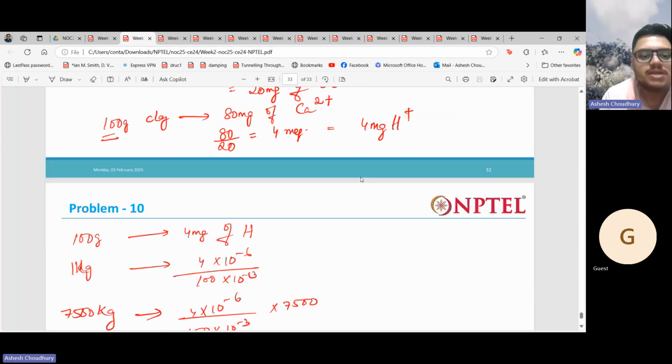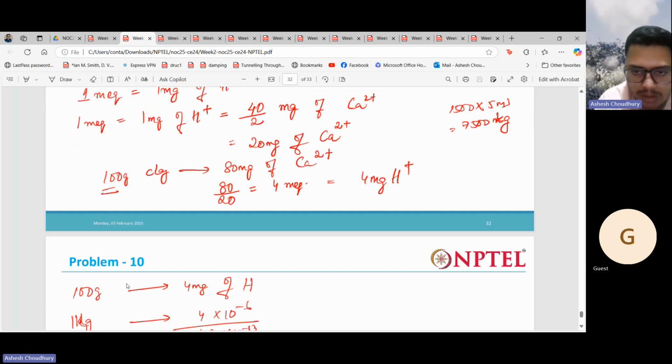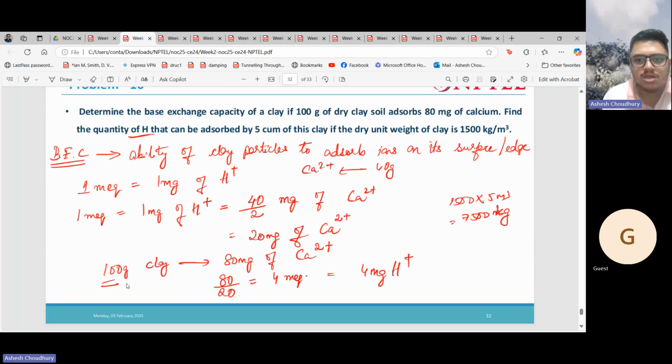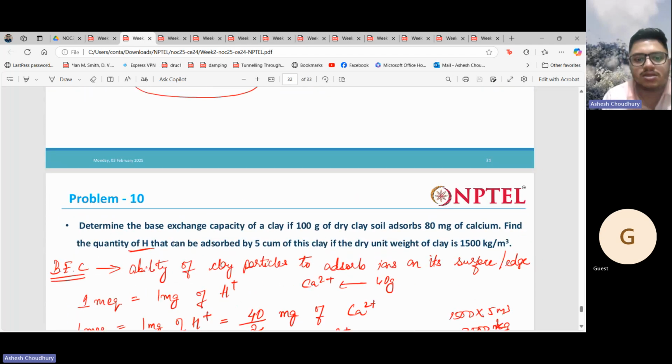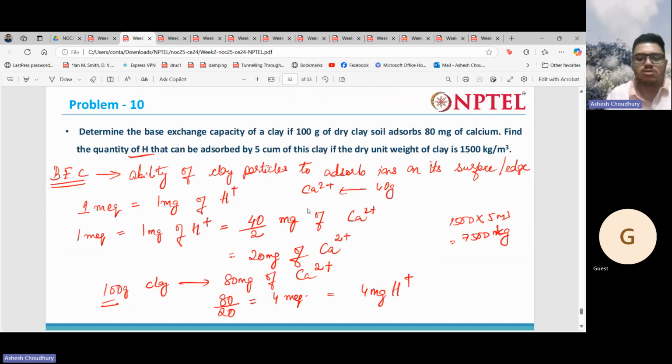Now 100 gram has 4 milligram of H, so 1 kg will have this much, and you have to find out how much H 7,500 kg will have. Why 7,500? Because it is given 5 cubic meters times 1,500 is the density. From there you get 7,500 kg. So for 7,500 kg, 0.3 kilogram of hydrogen is required.